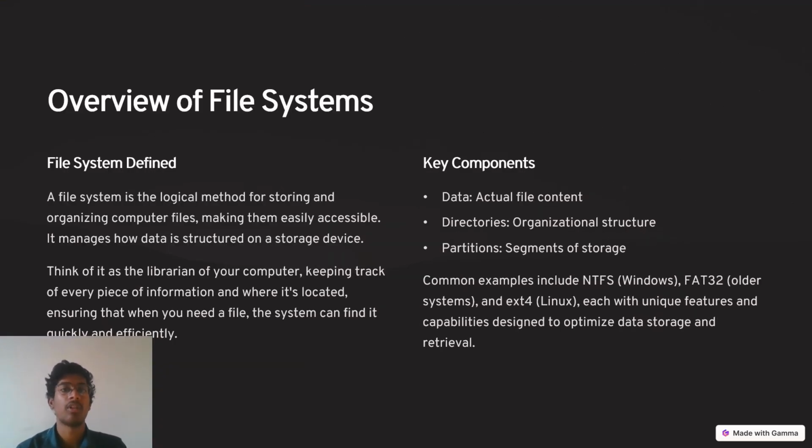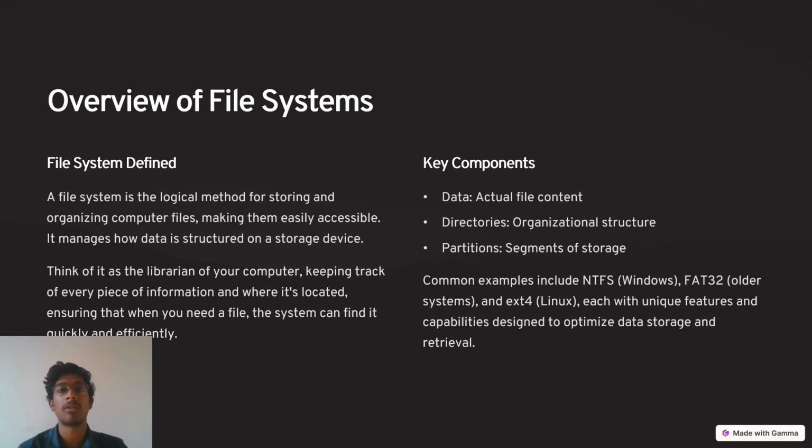Overview of file system. A file system is a logical method for storing and organizing files, making them easily accessible. It manages how data is structured on a storage device. Think of it as the librarian of your computer, keeping track of every piece of information and where it's located, ensuring that when you need a file, the system can find it quickly and efficiently.